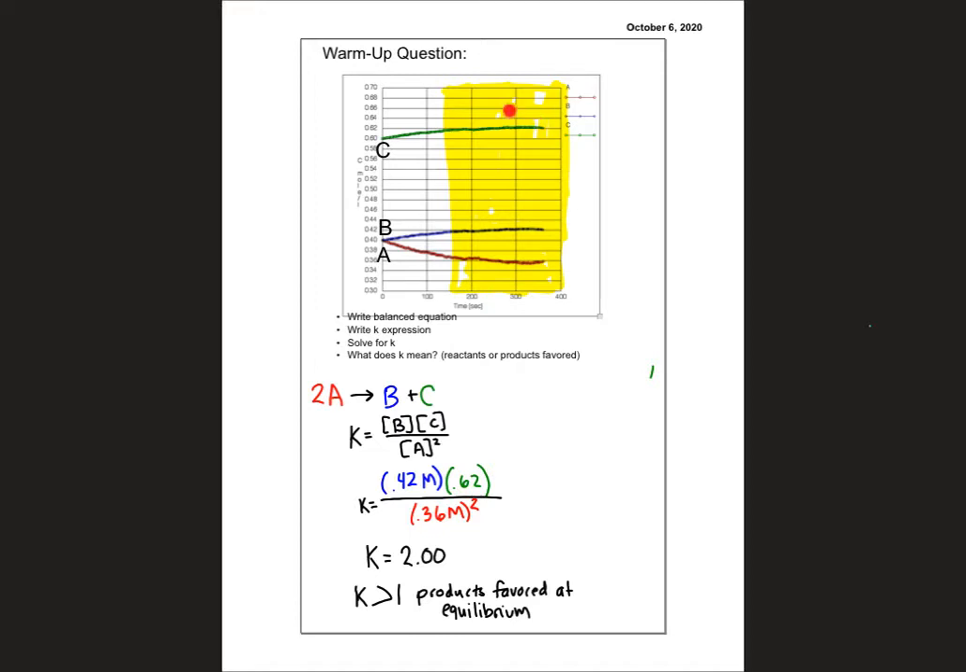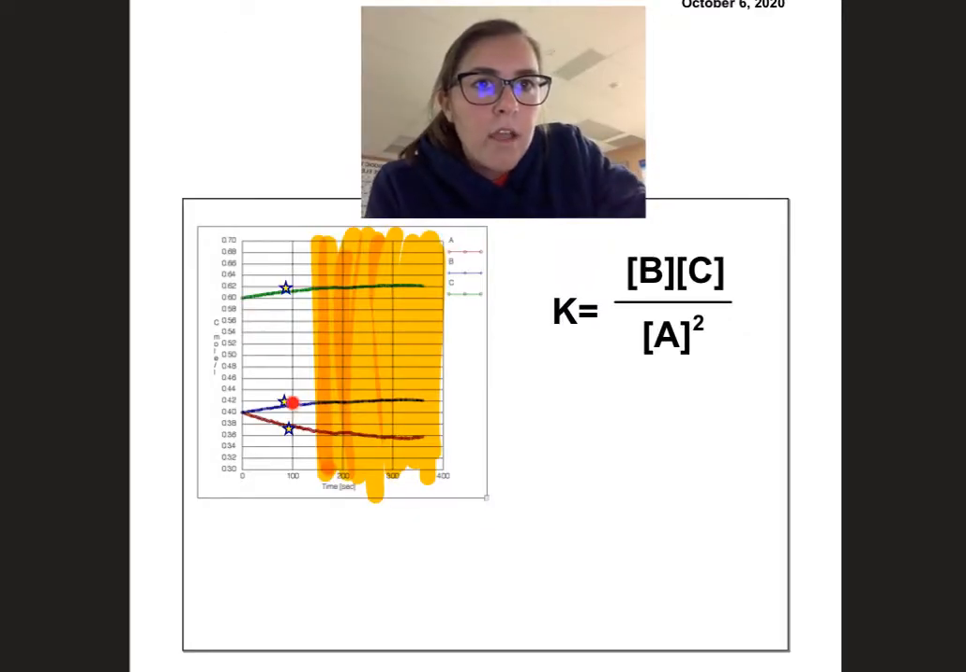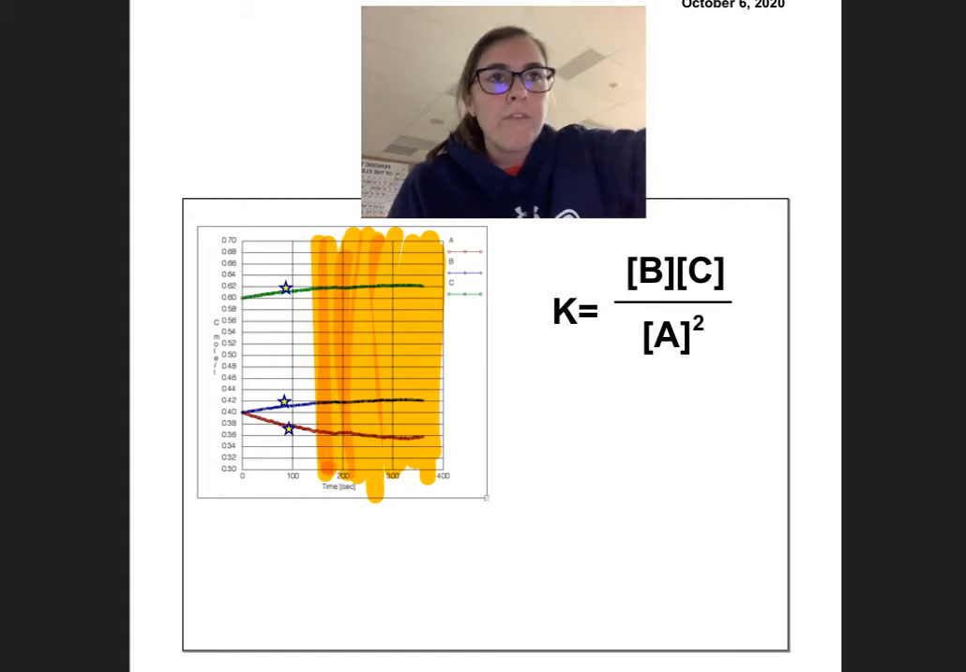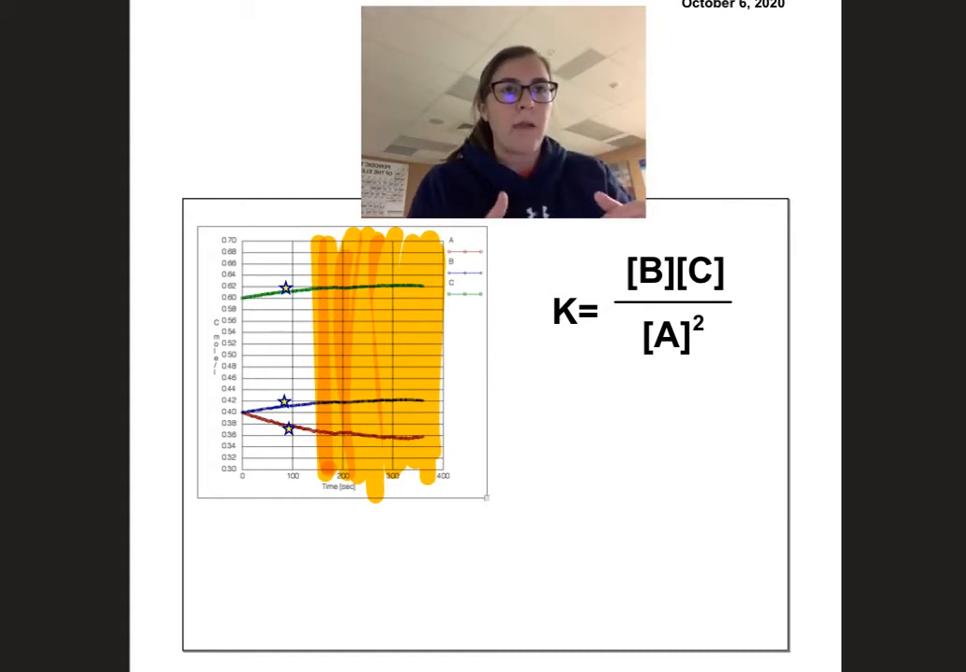And look at the graph. I see that in the graph. B and C are both products, and they end with a higher molarity than A. So around this flat area that's shaded in this orangey color, we are at our equilibrium. And we know from that last problem, the products divided by the reactants is our equilibrium point.